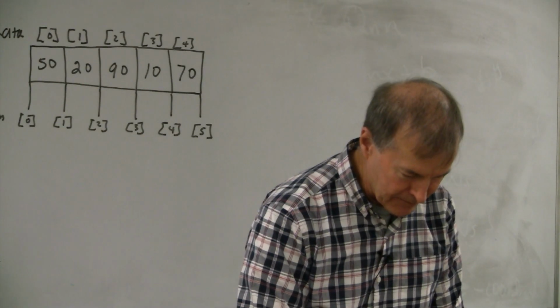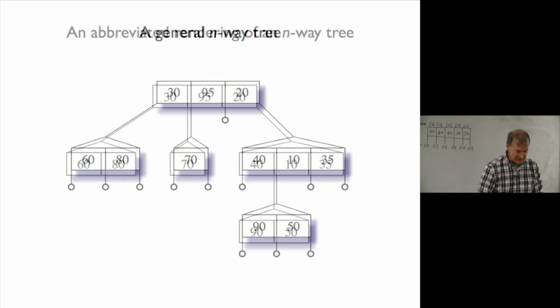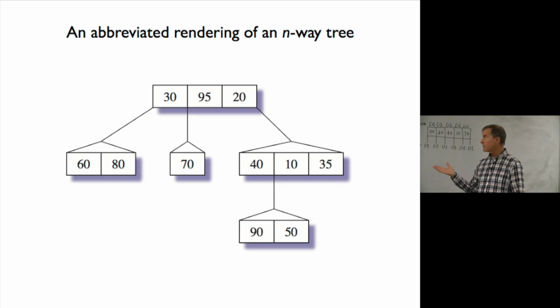Anyway, it was a long time ago, but at the end of class last time, what we did in lecture is we introduced this concept of a general n-way tree, like we have on this figure. Remember, the difference between an n-way tree and a binary tree is that you can have more than one data value in a node. We had these little lines with the circles that represented the empty tree, so this figure is an abbreviated rendering of an n-way tree.